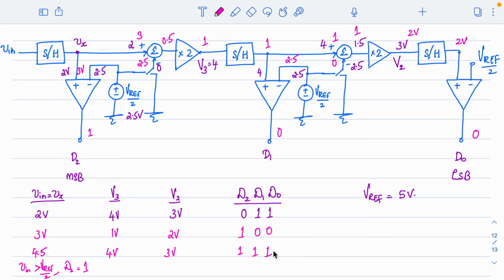Alright, so this is all about pipeline ADC. I hope you understood this. You can try different input voltages and just make a comparison table based on that.